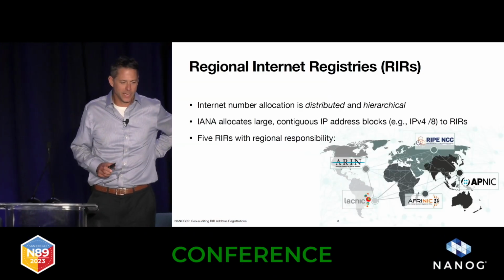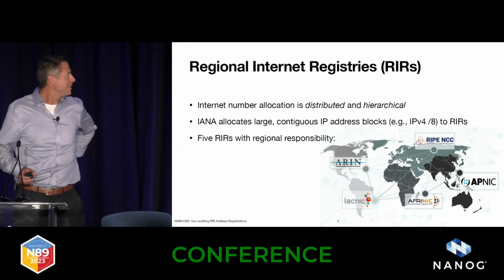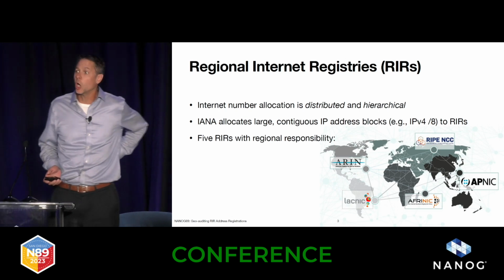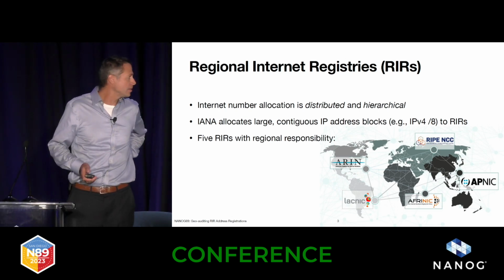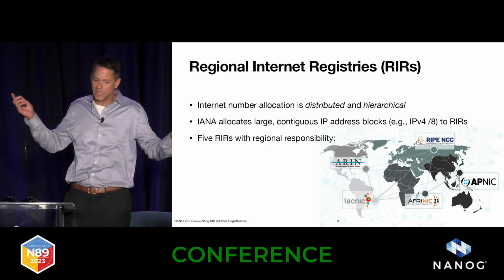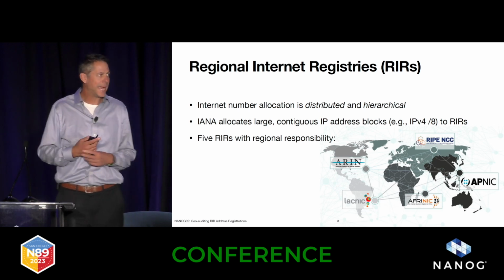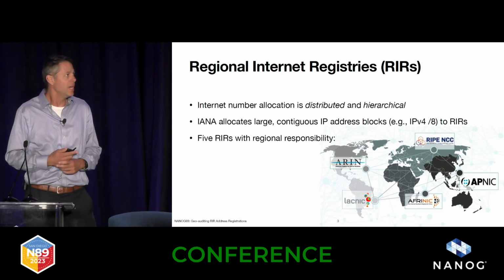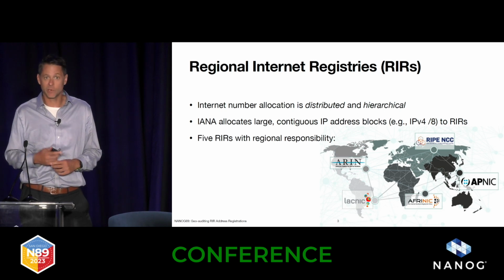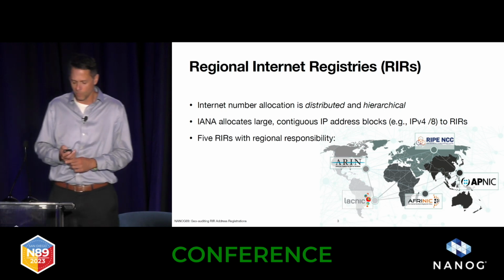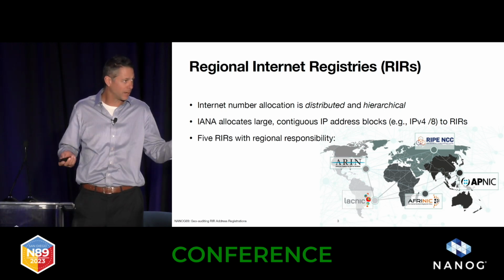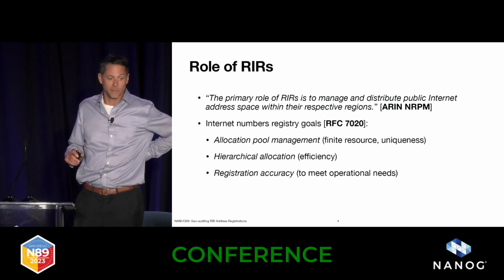I'd like to talk about RIR address registrations and geo-auditing. Let me start with the what and the why and try to set some context. I think everyone in this room is familiar with the RIRs, the Regional Internet Registries. IANA takes big chunks of contiguous IP address blocks and gives them to the RIRs to subsequently delegate. There are 5 of these RIRs. We're here in North America, and we heard earlier today from ARIN.